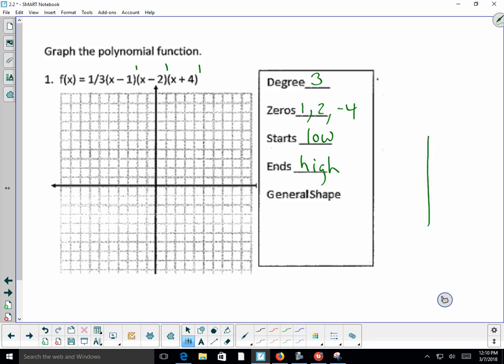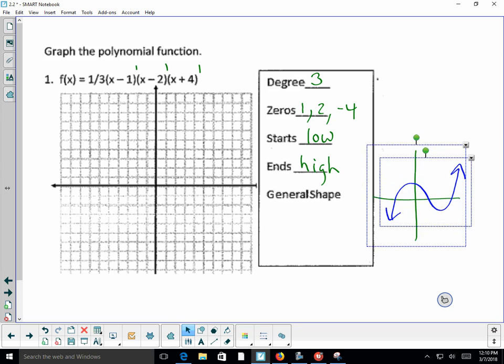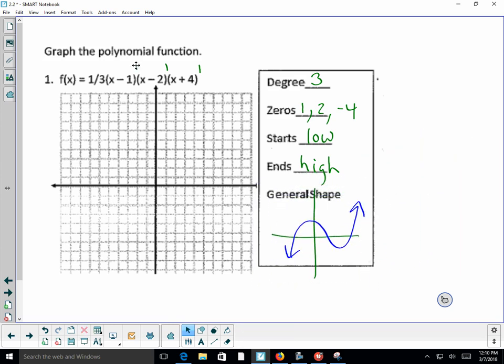So that means the graph is going to look something like this. Oh, and guess what? You're supposed to put this right here where it says, what's the general shape going to look like? Just draw that in. It's going to start low and end high. Everybody with me so far?